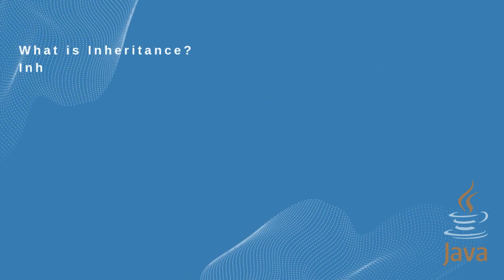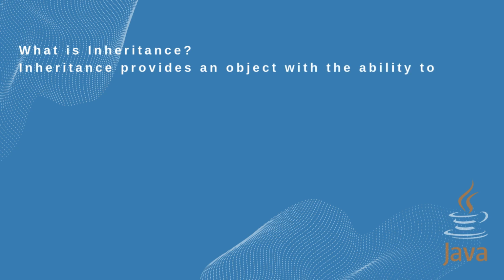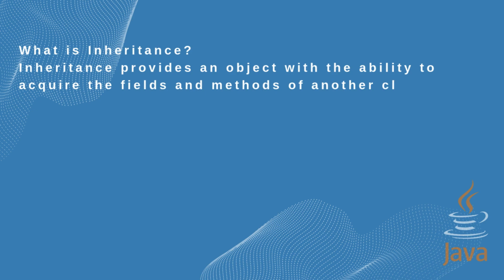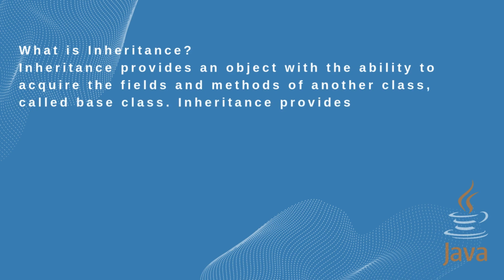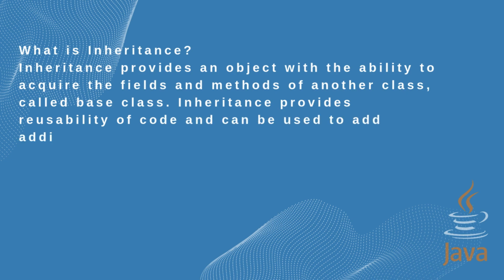What is inheritance? Inheritance provides an object with the ability to acquire the fields and methods of another class, called base class. Inheritance provides reusability of code and can be used to add additional features to an existing class without modifying it.